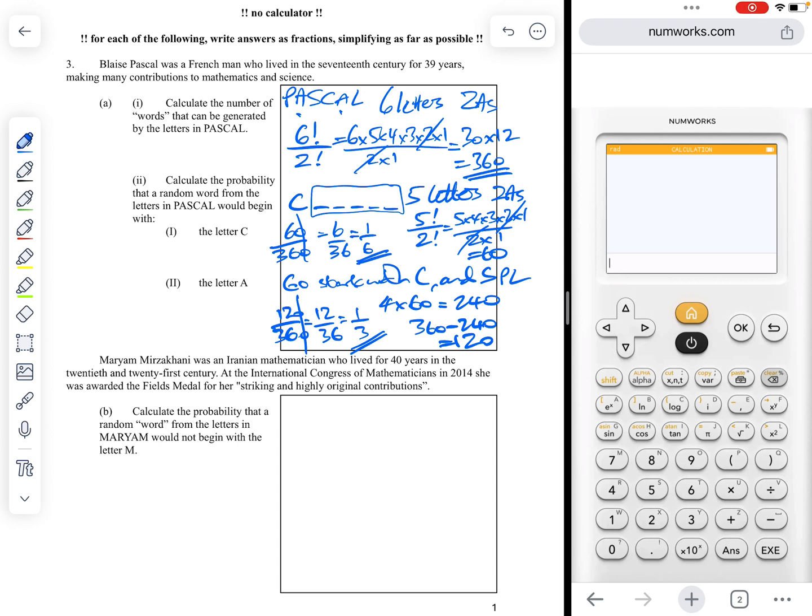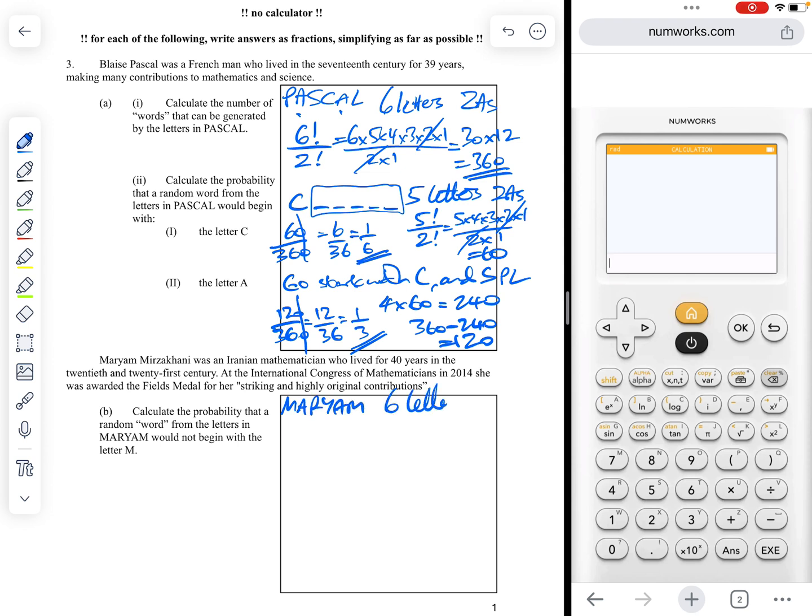Mariam Mirzakhani was an Iranian mathematician who lived for 40 years in the 20th and 21st century. At the International Congress of Mathematicians in 2014, she was awarded the Fields Medal for her striking and highly original contributions. B. Calculate the probability that a random word from the letters in Mariam would not begin with the letter M.